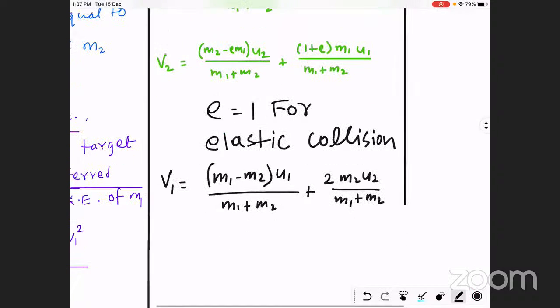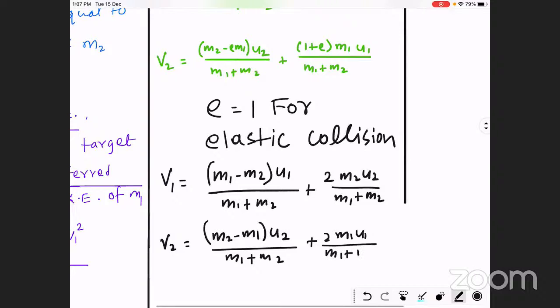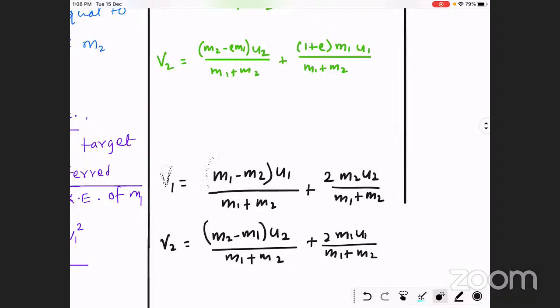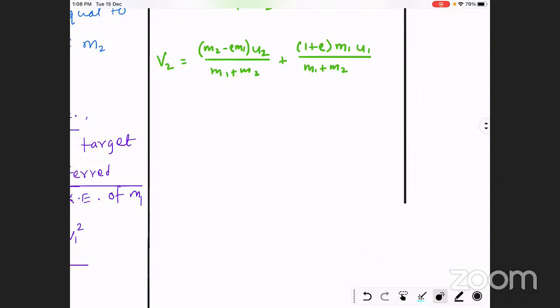Understood, bachcho? Yes, sir. Now put again e is equal to 1. So you will get velocity for elastic collision, m2 minus m1 u2 upon m1 plus m2 plus 2 m1 u1 upon m1 plus m2. तो ये 10-10 बार लिख के याद करना है आपको, ठीक है? Write it 10 times in your copy if you want to keep these formulas in your mind. Okay?